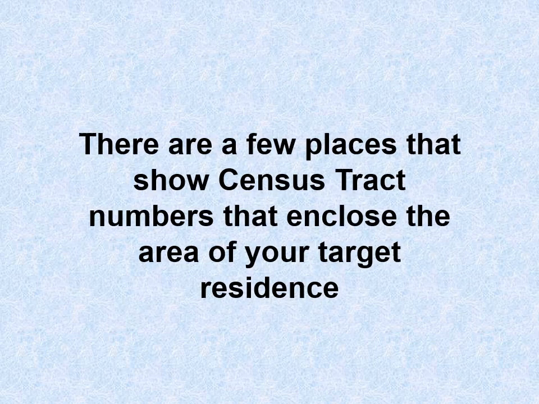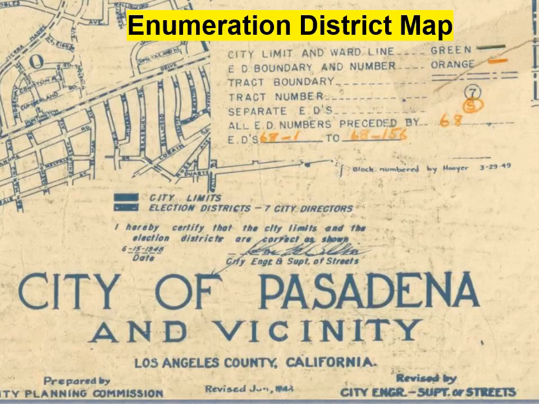There are a few places that show census tract numbers that enclose the area of your target residence. Let me show you them. The first one is actually the Enumeration District Maps. And so here's the city of Pasadena and vicinity for 1950. You notice that the legend says all ED numbers preceded by 68.